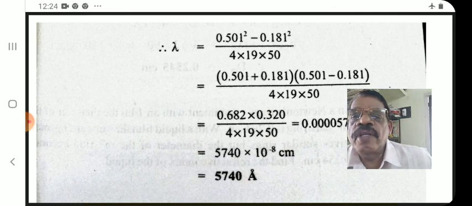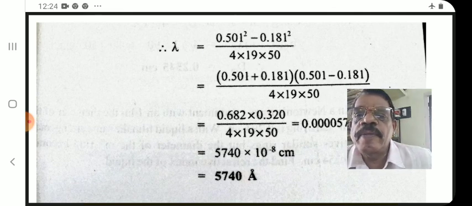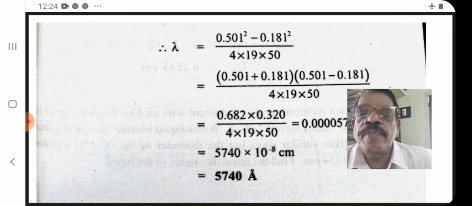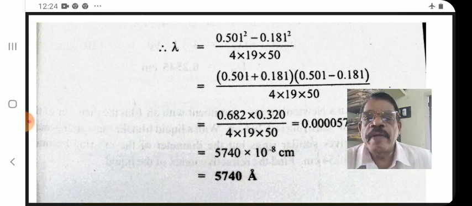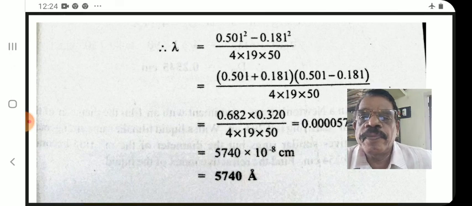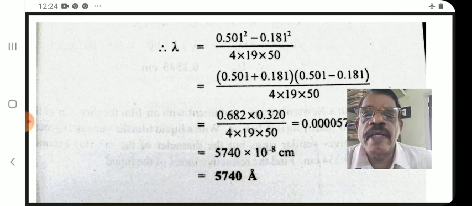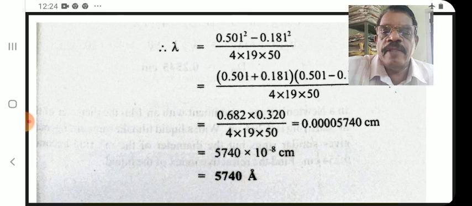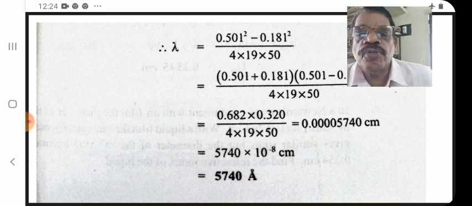Lambda is equal to 0.501 square, this is in centimeter, minus 0.181 square, by 4kr, 4 into 19 into 50. The numerator can be written as a plus b into a minus b: 0.501 plus 0.181 into 0.501 minus 0.181, by 4 into 19 into 50. The answer will work out as 0.0005740 centimeter. Converted to meter.